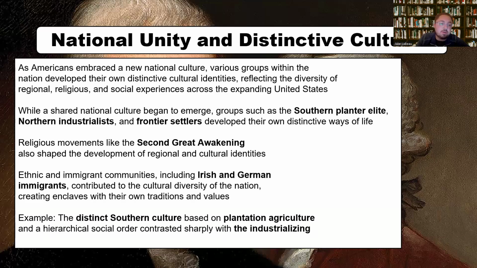So let me give you an example. The distinct Southern culture was based on plantation agriculture and a hierarchical social order, contrasted sharply with the industrializing North, focused on commerce and a more fluid social structure. All right. So what that means is they're different. The Southern culture believed in this agricultural lifestyle, and they had a hierarchy. You know, men being at the very top.